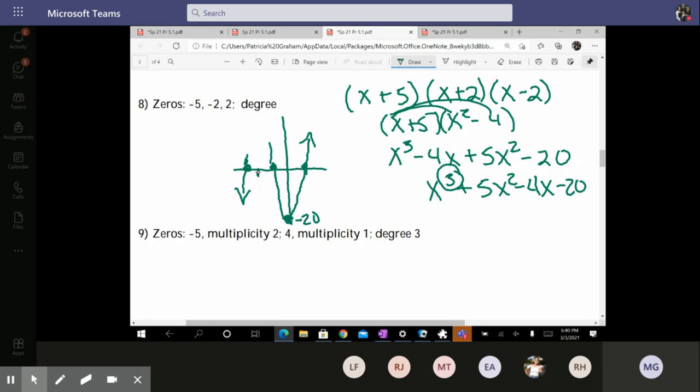What would be my midpoint right here? How could I get the midpoint? Got to go back all the way to chapter 2, section 1. So this is negative 5 plus negative 2 divided by 2. So it's a negative 5 and a negative 2 divided by 2.